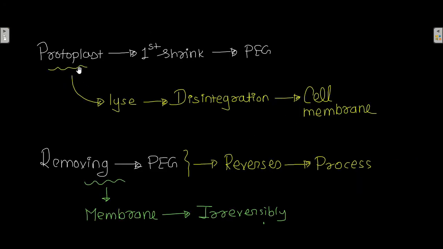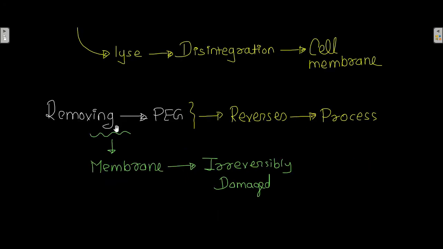Now the protoplast first shrinks in the presence of PEG and then it lyses due to disintegration of the cell membrane. We remove PEG before the membrane is irreversibly damaged, and removing PEG reverses the process. That is, the cell that shrank will become normal again.